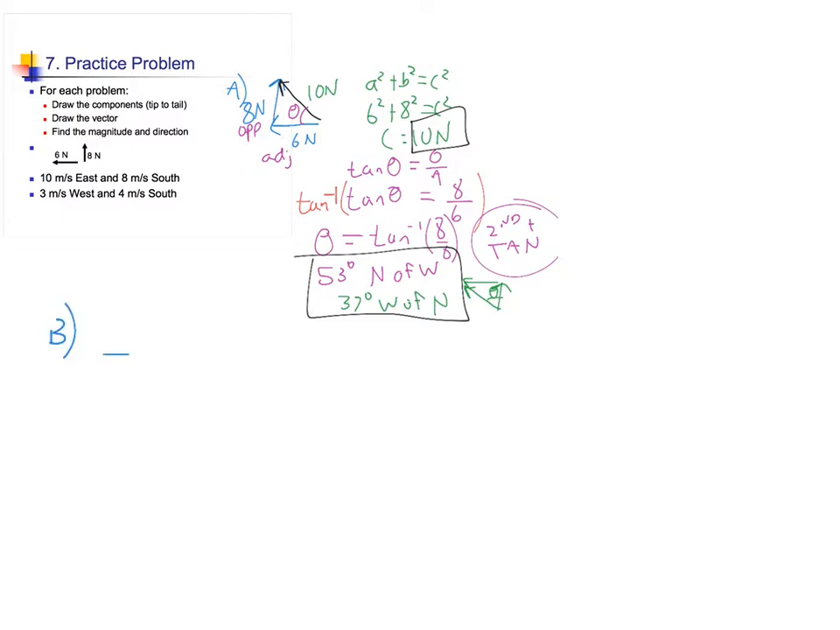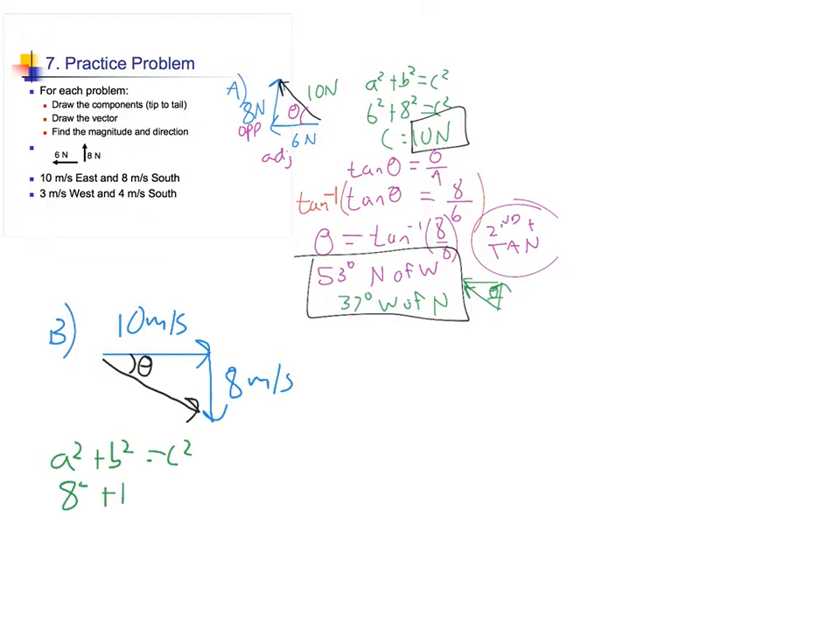Moving on to B, we have 10 meters per second east, and then 8 meters per second south. So that's how those vectors would line up. Of course, as always, you can go south first and then east. It doesn't matter. But that gives us our overall magnitude, and then our angle. So we're going to first Pythagorize this to get the magnitude of this vector. So a squared plus b squared equals c squared. So we have 8 squared plus 10 squared equals c squared, which means that our hypotenuse here is going to be 12.8 meters per second.